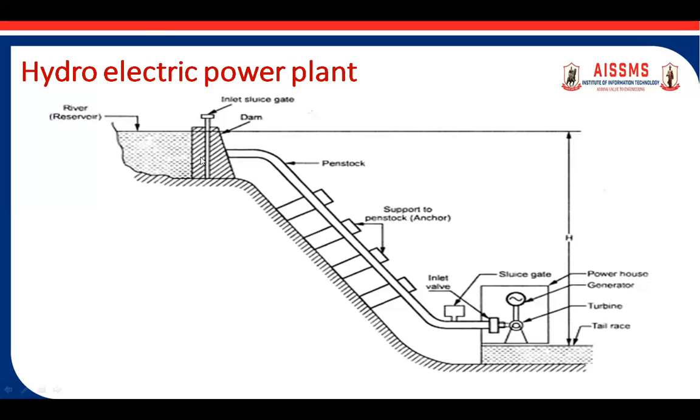Here is a schematic of the hydroelectric power plant. If you see, these are the anchors, the penstock, the reservoir, then the inlet sluice gate, and the dam. The dam is nothing but a concrete wall which is built across the reservoir. So as we open the gate valve, what will happen? Initially the water is available in the form of potential energy, and after opening the valve it converts into kinetic energy. Then the high kinetic energy water particles, with half mv squared, strike the turbine, and here we get electricity generation by using the hydroelectric power plant.